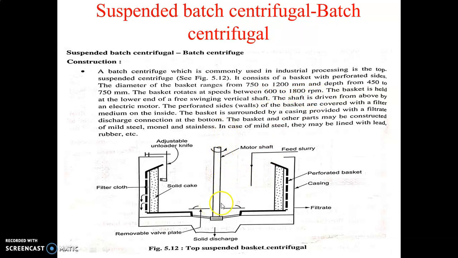This has a vertical shaft, and this shaft is rotated by an electric motor, and this basket is surrounded by the filter cloths, and the basket has these perforations on its wall. The basket may be constructed from mild steel or stainless steel. So this is the construction of the suspended batch centrifugal or batch centrifugal.